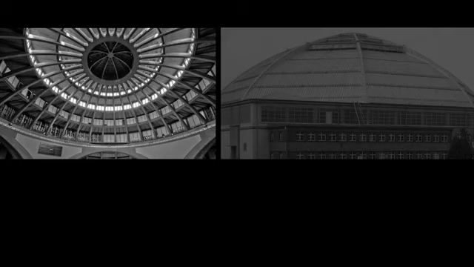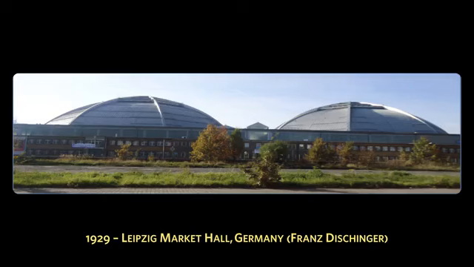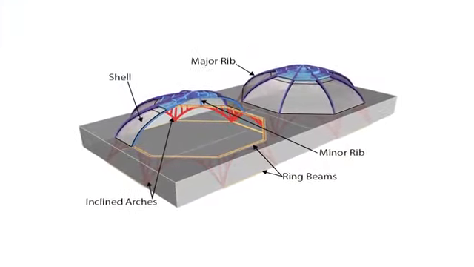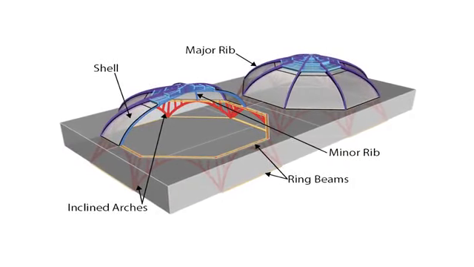The major difference between Leipzig and Breslau is that Breslau is conceived of as a series of arches and rings supporting a roof, whereas Leipzig is a self-supporting thin shell roof stiffened at its polygonal folds by thin ribs. A modern view of Leipzig shows that it's still standing in good condition today. If you would like to know more about Leipzig, a group of students at Princeton made a study of these shells, and their scientific, social, and symbolic analyses are described in a website called shells.princeton.edu.